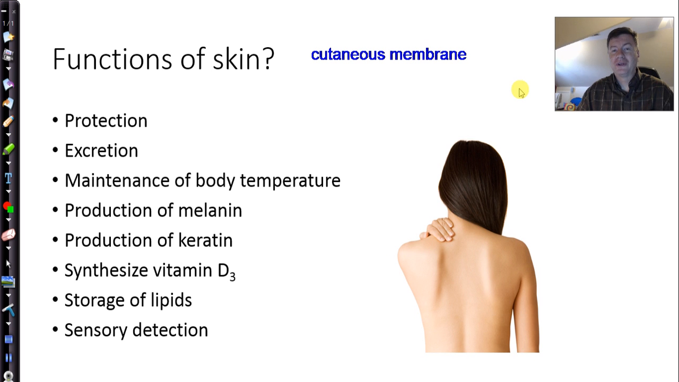We also do store lipids within the skin, particularly in the subcutaneous layer, which we'll see in just a second, and in sensory detection. Obviously, we can determine or detect heat, cold, pressure, and pain through our skin, so that's also an important function of the skin.